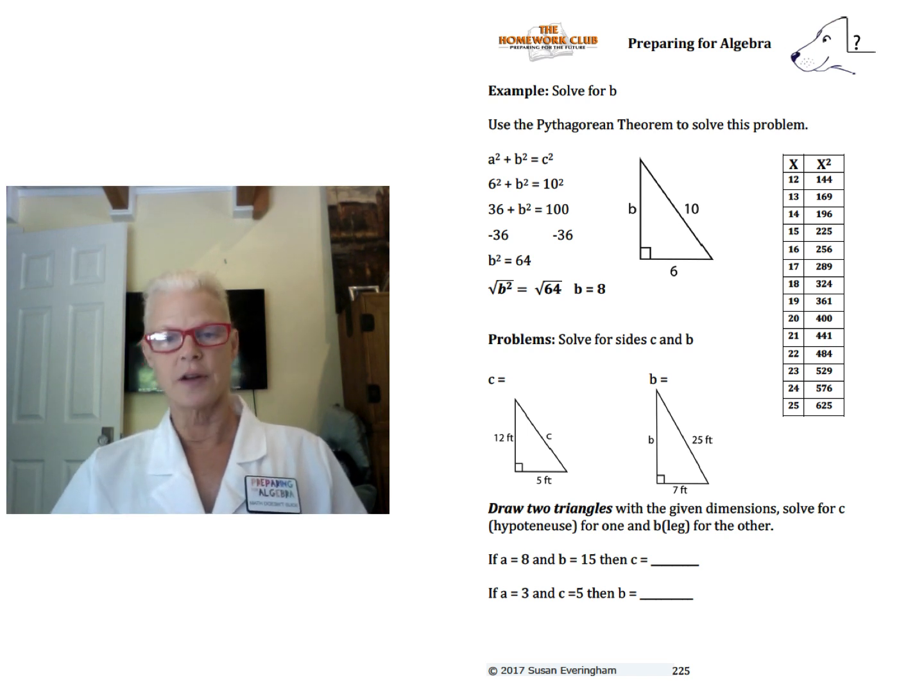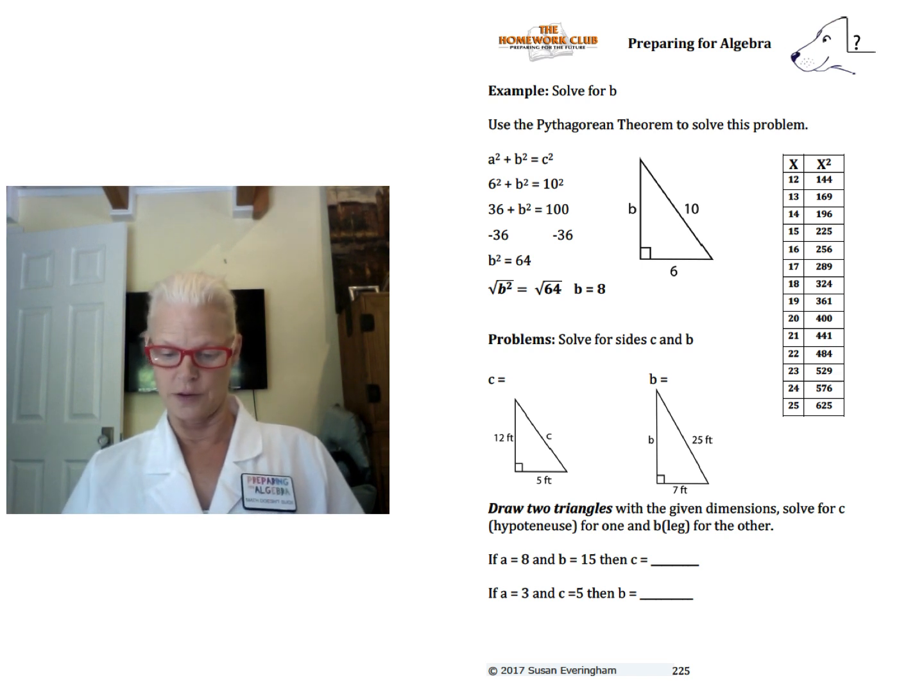And I've given you a little bit of a chart here so you can easily figure out the squares and the square roots. Okay, go ahead and solve the next 3 problems, and we will continue.